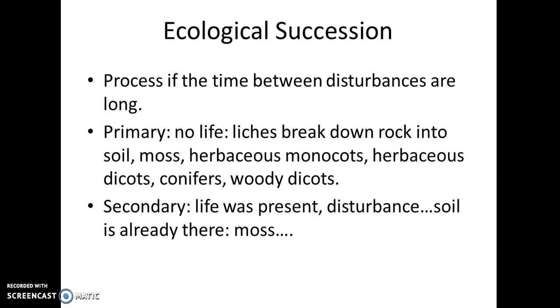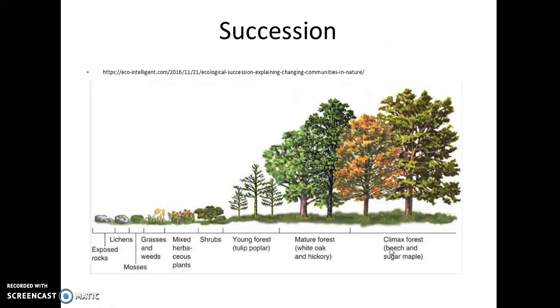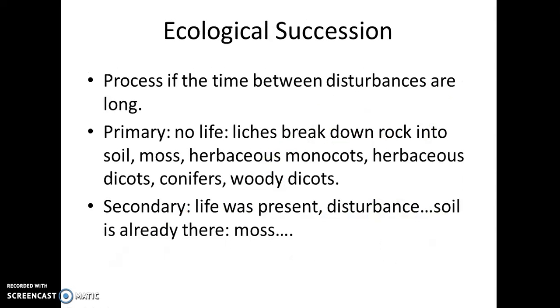In secondary succession, life was present, but there was a disturbance. So soil is already there, and depending on the disturbance, if it just gets rid of the plant life, then you have the soil, and the moss comes in, and the herbaceous monocots, the herbaceous dicots, conifers, and then woody dicots. And it's just a succession of life. So as I cut my grass every week, I'm keeping my herbaceous monocots, right? If I leave my grass alone and let it grow over a period of time, then I will see herbaceous dicots, conifers, and woody dicots.